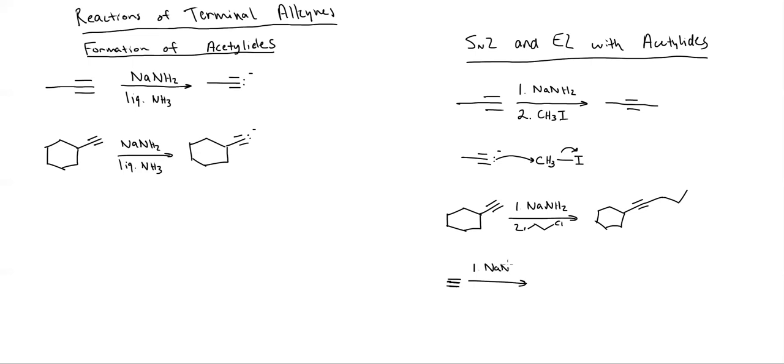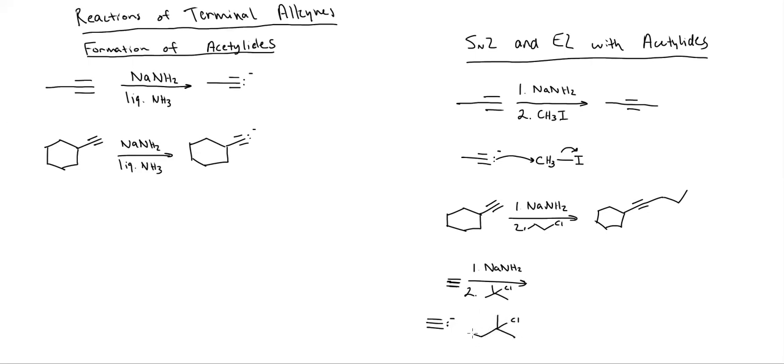And NaNH2. And then as a second step, we'll put in this alkyl halide. This is a 3-degree alkyl halide, right? 3-degree alkyl halides are horrible for SN2, so this is definitely not going to go through SN2. So what's going to happen is this terminal alkyne is going to get deprotonated in the first step, and then I have this.